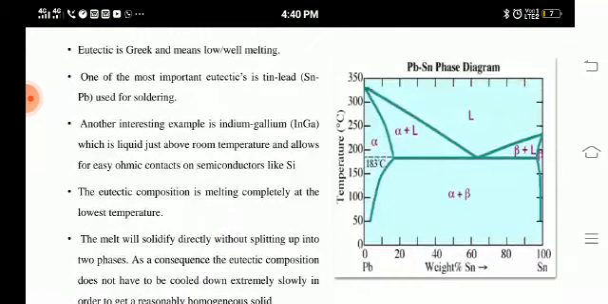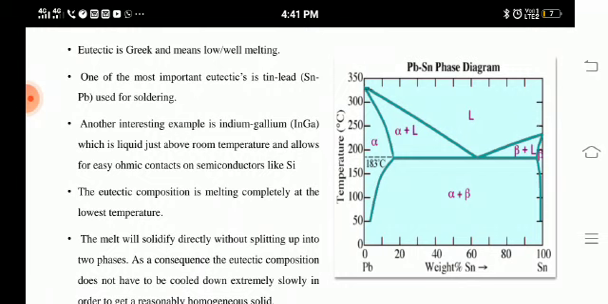See, this is the lead tin phase diagram, where weight percent of tin is taken on the x-axis and temperature is taken on the y-axis. That is, position 0 is 100% lead, and position 100 is 100% tin. One of the most important eutectics is the tin lead system, which is used especially for soldering. Another interesting example is indium gallium, which is liquid just above room temperature and allows for easy ohmic contact on semiconductors like silicon. It is another example of a eutectic phase diagram.